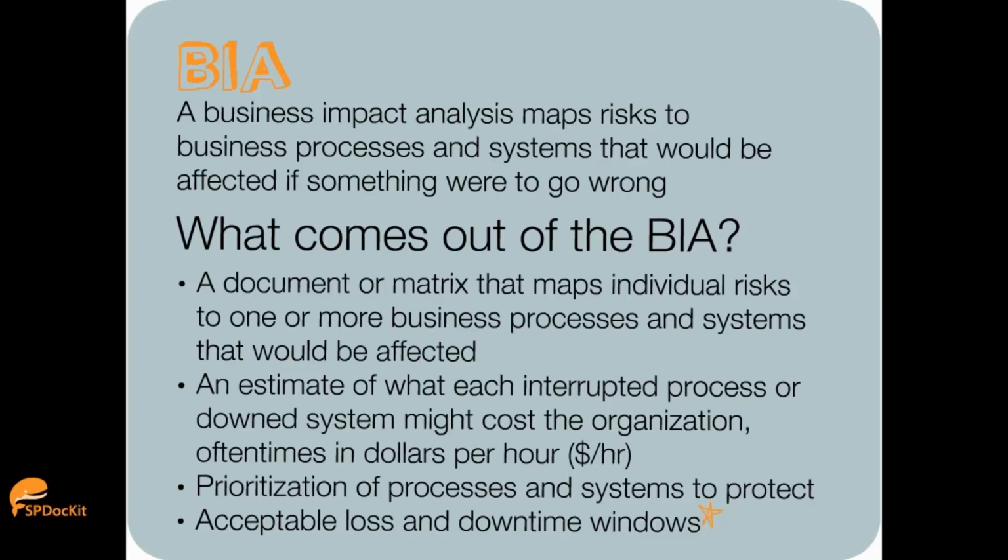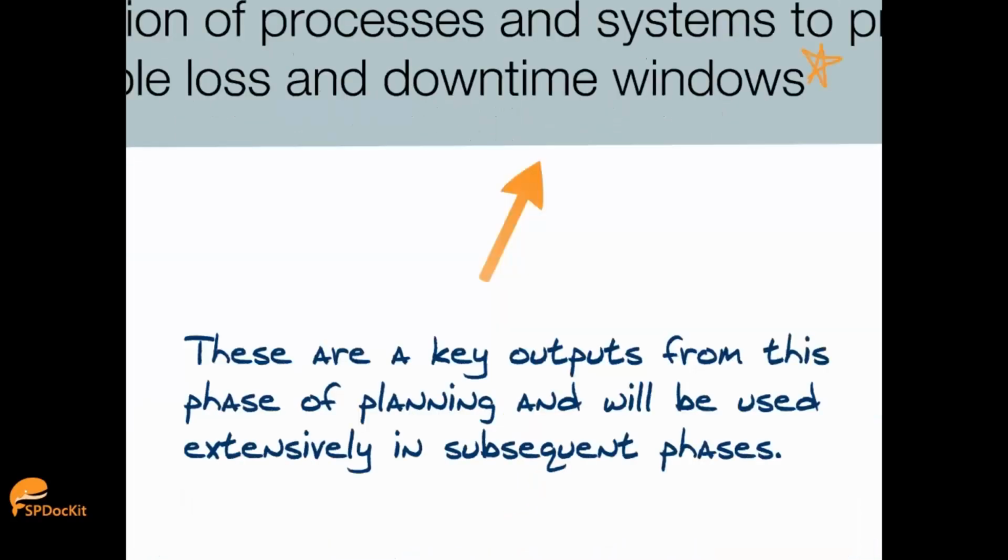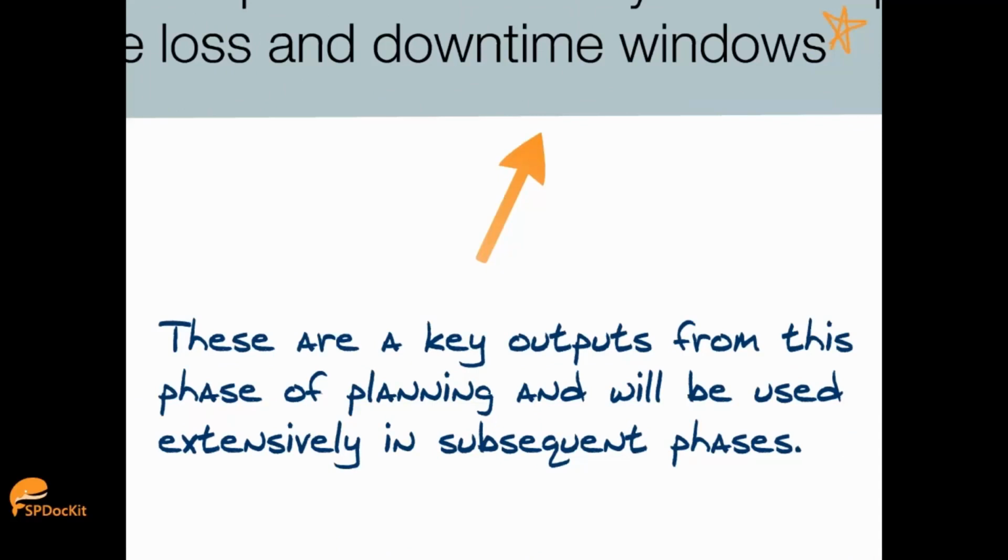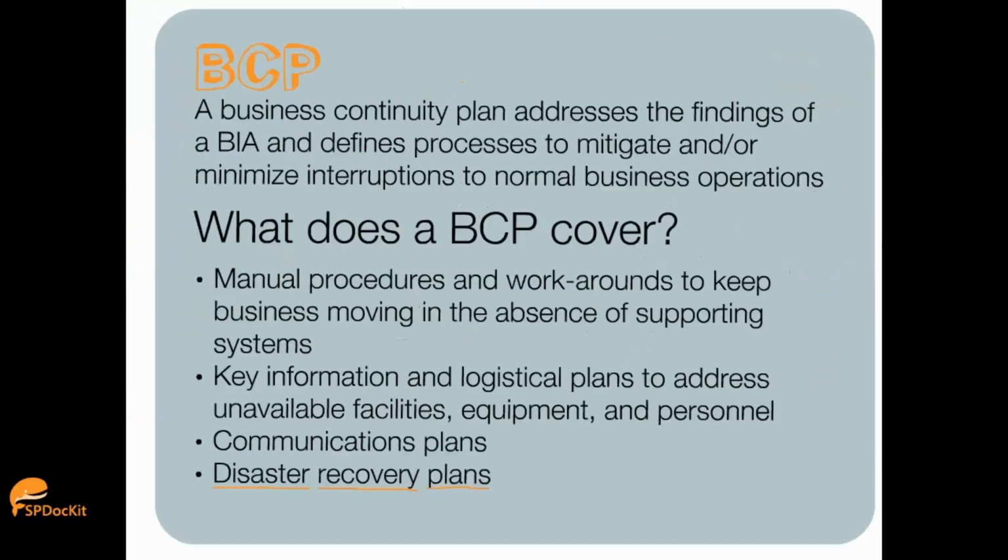And something else that comes out of the BIA is when we're looking at windows of downtime, this is typically the point in the process where we start to talk about acceptable loss and downtime windows. And these are key outputs from this phase. They're very important, and we'll be using these in the actual disaster recovery planning process itself. So I'll mention a couple of acronyms, RPO and RTO. And it's okay if you don't know what those are. I'm going to go over them in a bit. But those are key outputs that typically come during this phase of planning.